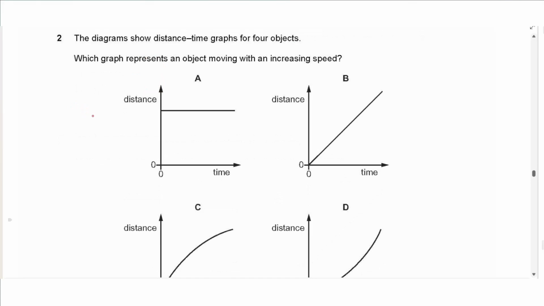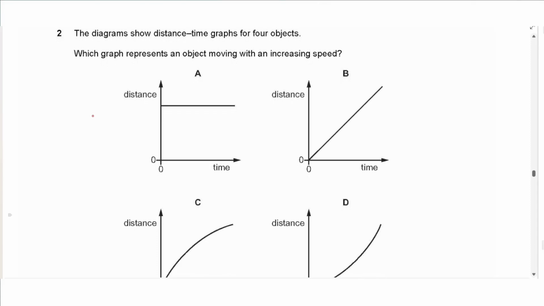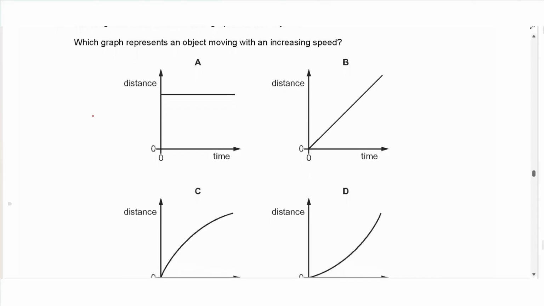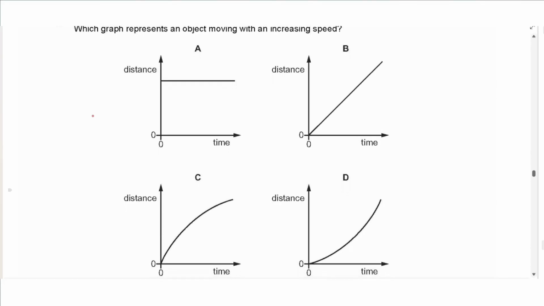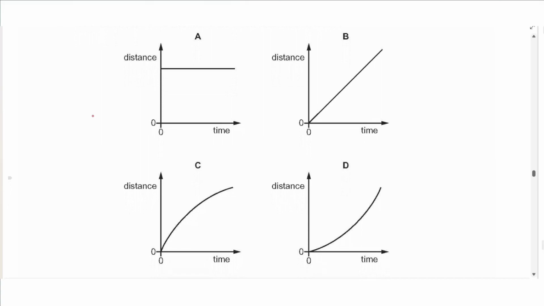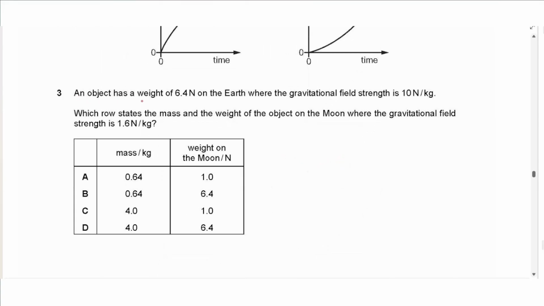Question 2 says the diagrams show distance time graphs for 4 objects. Which graph represents the object moving with an increasing speed? So speed is the gradient of the distance time graph. So increasing speed means increasing gradient. So a line becoming more vertical. So we choose D.